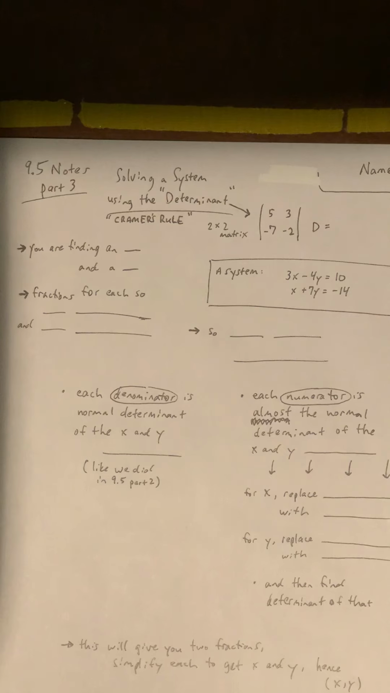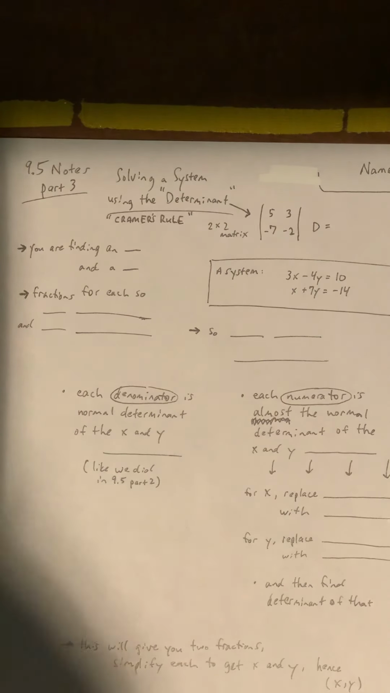Today's notes, we're going to talk about part 3 of 9.5. Back in part 2 last week, I told you we were going to solve a classic type of algebra problem a different way, but we had to learn to do something first. Last week we learned how to find the determinant of a 2 by 2 matrix. We're going to use that simple tool and apply it to solve a system of equations. Let's go ahead and look at what we got.